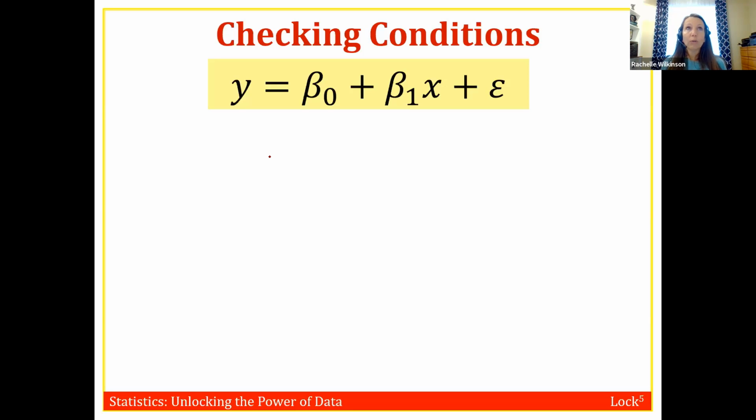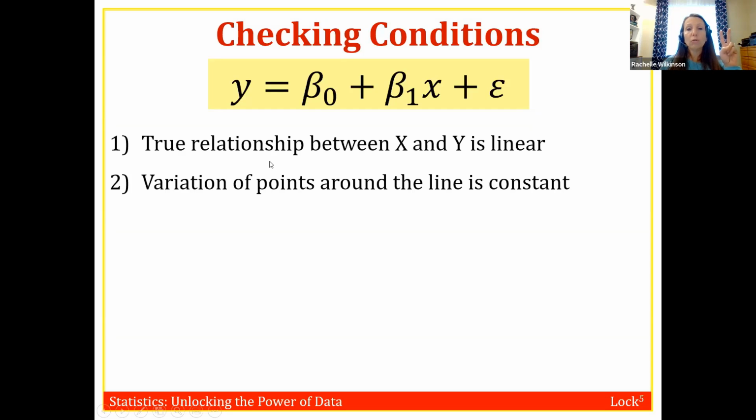For regression, the real conditions are actually a little more complex than we have time to talk about in our class. So we're just going to do a quick check of the conditions based on two big ones that are easier for us to check. The two conditions you need to know about are, one, the true relationship between X and Y is linear, and two, the variation of points around the line is constant. Those are the two main conditions that we're going to check.